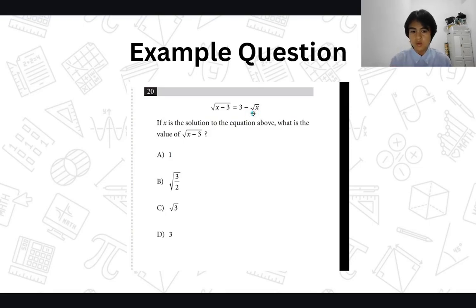If you don't understand how to solve it, then you can just guess from the multiple choice. That's one of the tricks to skip a hard question.